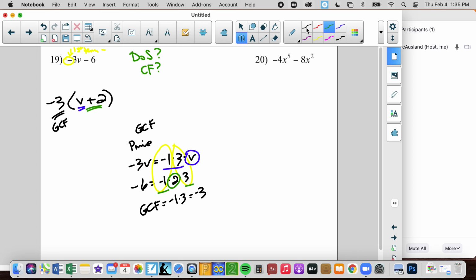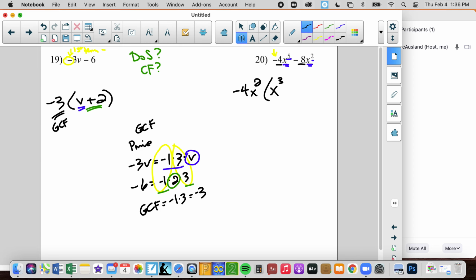Okay, so let's look at number 20. First term is negative, so I know I'm going to factor out a negative. I look at the coefficients, negative 4, negative 8. I can take out a 4. I look at the variables. I have x to the 5th, x to the 2nd. I can take out at least 2 from each of those. So x to the 2nd, and that leaves me with x to the 3rd. We're taking 2 from 5.